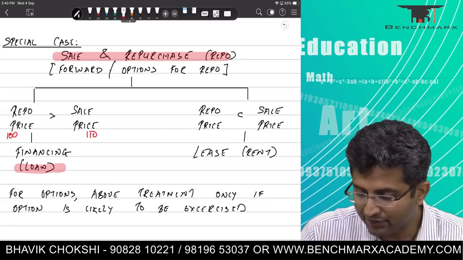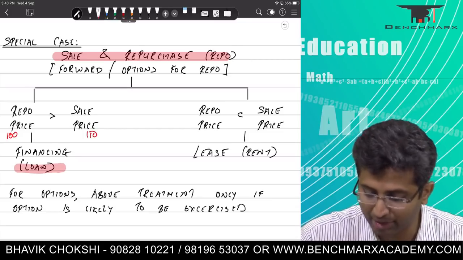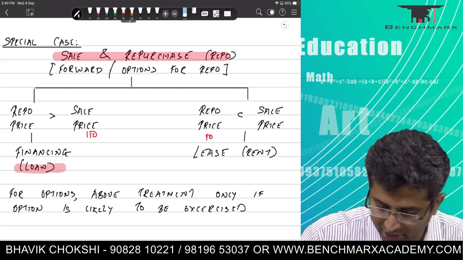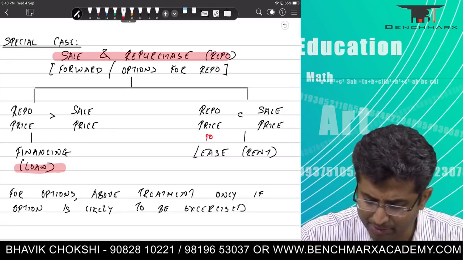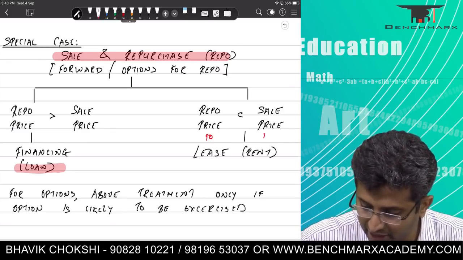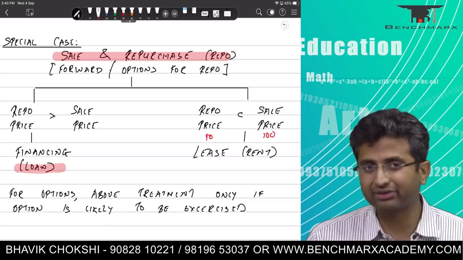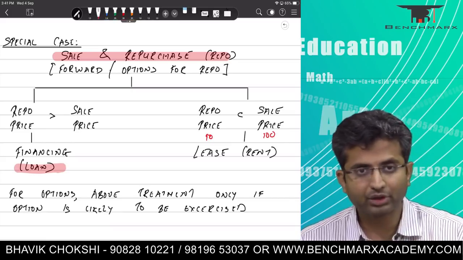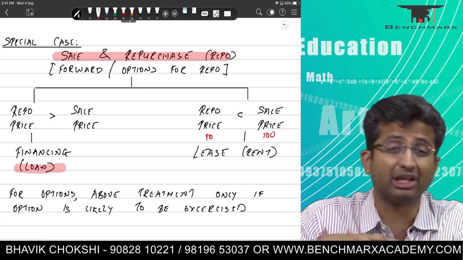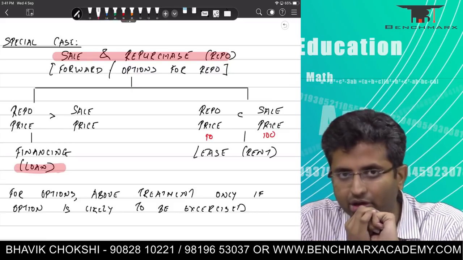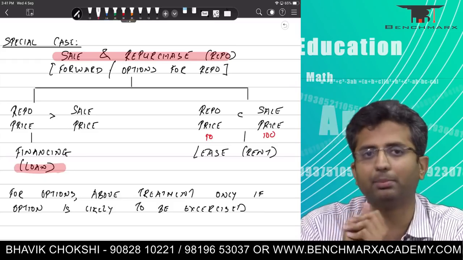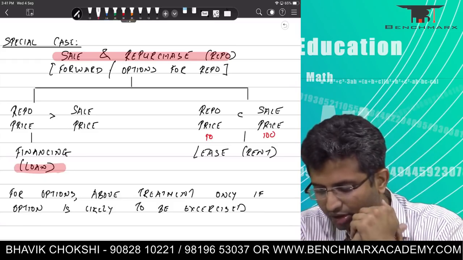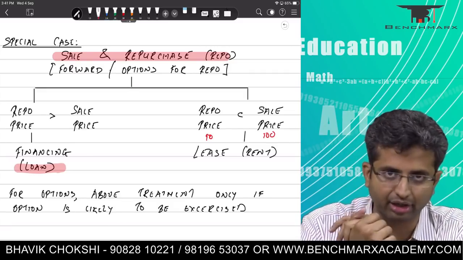On the other hand, if it is a sale and repurchase, and if the repurchase price is lower, it's written the other way around. If the repurchase price is, let us say, 90 and the sale price is 100, then why will you sell something at 100 and buy it back at 90? The standard believes that the 10 rupees is in the nature of rent. It's a lease transaction, and hence 90 is a security deposit and 10 rupees is in the nature of lease rent. And as a result, you'll account this as a rental transaction.